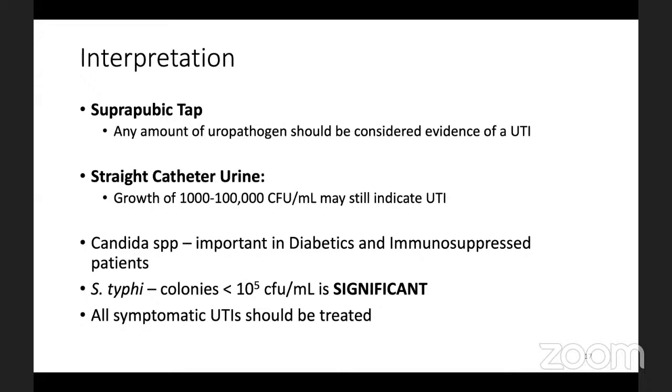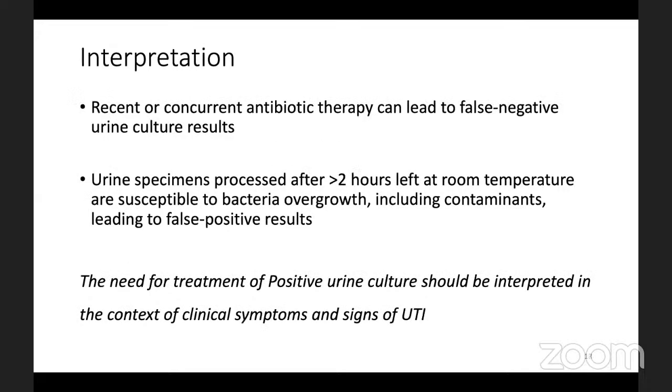For Candida, any count you see is reported, right? Because it is important when it comes to people with diabetes and immunosuppressed people. S. typhi, colonies less than 10 to the power 5 are also very significant. Salmonella typhi infects the stomach, of course, the blood. So it shows usually it is from ascending UTI. Okay, so any amount is significant. Then all symptomatic UTIs should be treated once there's bacteria in the urine and once the person came with signs and symptoms, we should treat them.